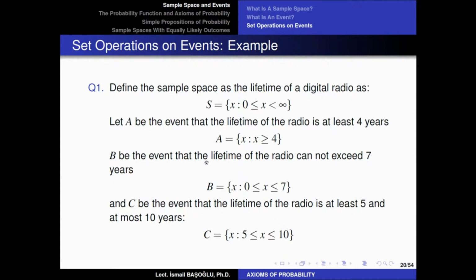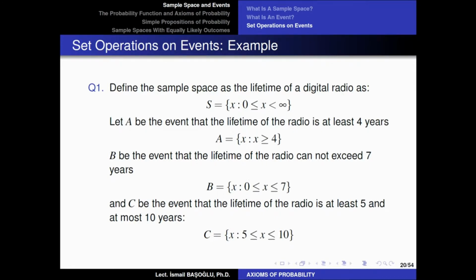Event B is the event that the lifetime of the radio cannot exceed 7 years, which means that in this event it is going to break down within 7 years. And then the event B is represented as the subset of the sample space which contains the real values between 0 and 7. Finally, event C is the event that the lifetime of the radio is at least 5 and at most 10 years. So, in other words, the event C can be defined as the event of the radio working for at least 5 years, but breaking down before 10 years. So we are going to define event C as an interval subset of the sample space between 5 and 10. So all real numbers contained between 5 and 10 will be in this event.